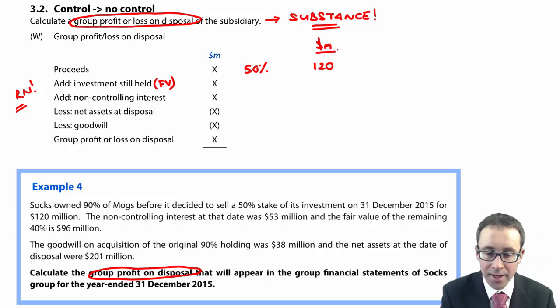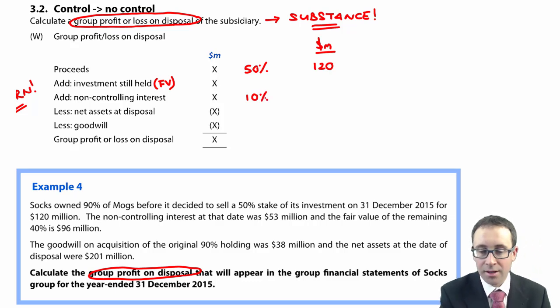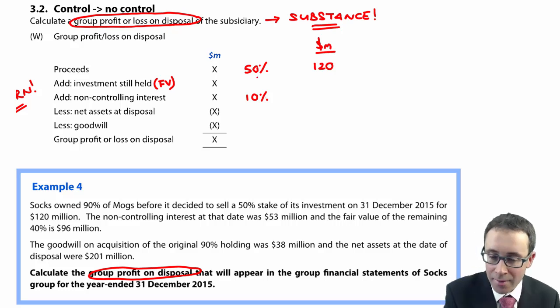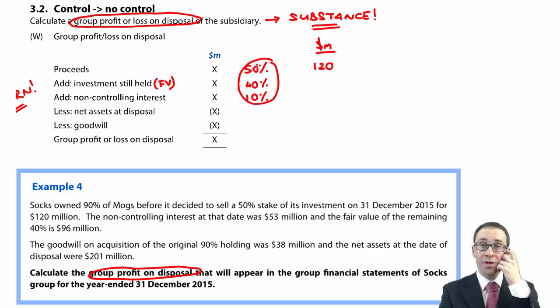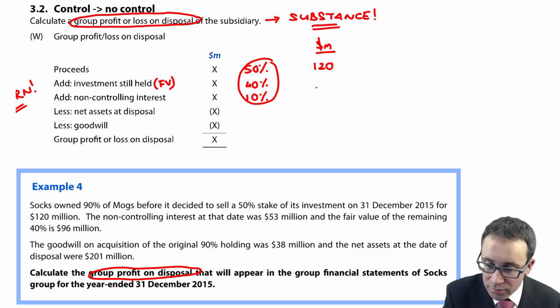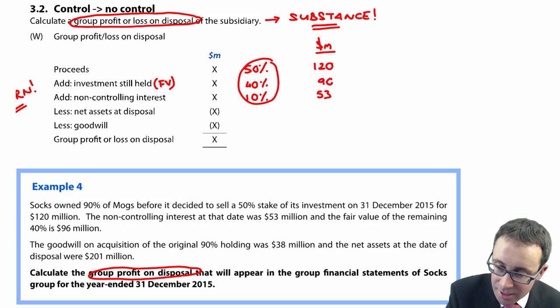120 million. Okay. The non-controlling interest, if we own 90, would have been 10, wouldn't it? And if we've got rid of 50 of our 90, then does that mean that we have 40 left, doesn't it? And again, what you can see there is that we value the subsidiary in its entirety. Okay. The non-controlling interest at that date was 53. The fair value of the remaining 40% is there as 96.